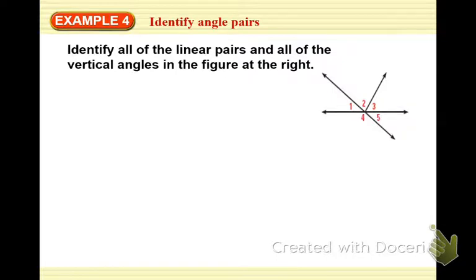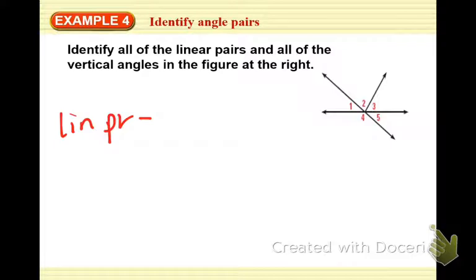Identify all the linear pairs and all of the vertical angles in the figure at the right. All right, so let's do linear pair first. What are the linear pairs in this picture? Give me one. 1 and 3. 1 and 3 are part of making a line, but to make this line, 2 is also a part of that, right? So it's not a pair. It's 3 angles that make the line.